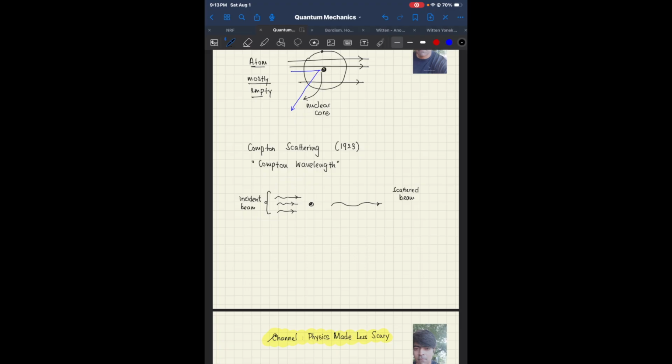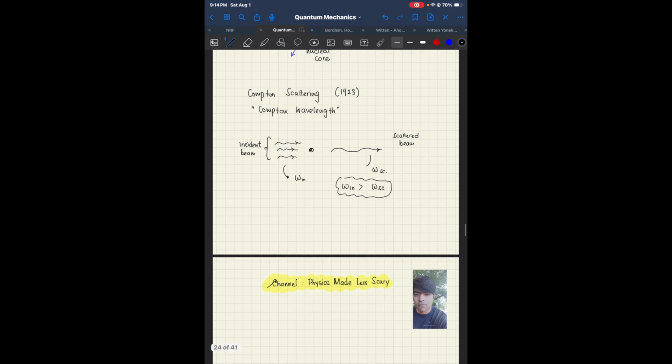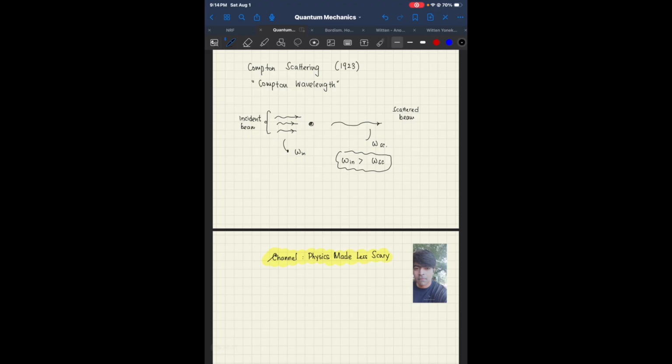And Compton saw that the frequency here, say omega incident, and the frequency here, say omega scattered, is such that omega incident is equal to omega scattered. This was his observation. And if you recall, in our previous lecture, we have seen, for example, even for the harmonic oscillator, do you recall the spectrum for the harmonic oscillator?